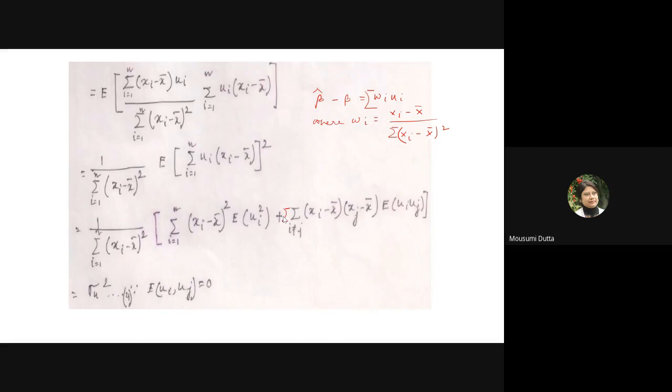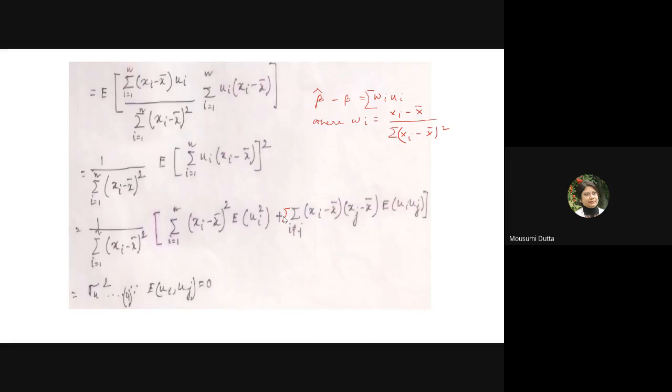Double summation of (xi minus x bar) into (xj minus x bar), expectation operating on ui uj. So first, you can write expectation, keeping it outside the third bracket: summation (xi minus x bar) whole square into ui square, and double summation (xi minus x bar) into (xj minus x bar) ui uj. In the next step, you can operate expectation on ui square and ui uj. If you like, you can follow two steps: first consider the expansion of the whole square, and after that operate expectation.